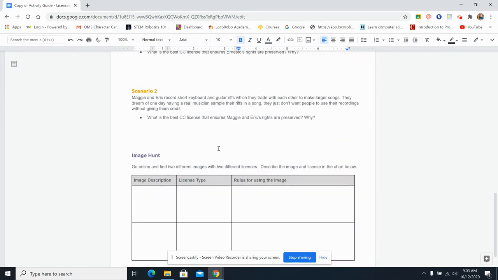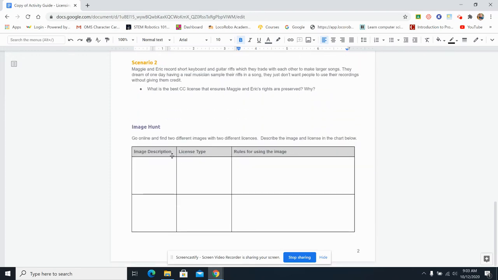And then down here in the image hunt, you're going to go online and find two different images with two different licenses. Describe the image and license in the chart below. Okay, so you're going to find some images, whatever images you want, and identify the licenses under which they are published. Because we can't know which sites might be blocked.